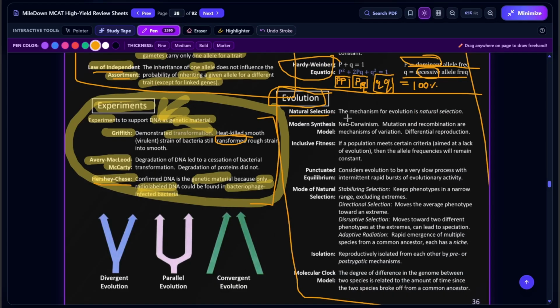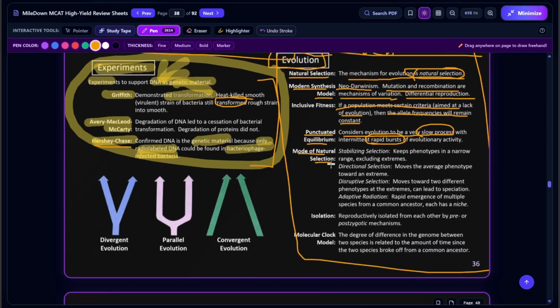So evolution is natural. The mechanism for evolution is natural selection, so people are naturally selecting their partners, right? The modern synthesis model is neo-Darwinism. Mutation and recombination are mechanisms of variation, differential reproduction. And then, if a population meets certain criteria aimed at a lack of evolution, then allele frequencies will remain constant. Punctuated equilibrium considers evolution to be a very slow process with intermittent rapid bursts. So sometimes there are random bursts and then change, right?